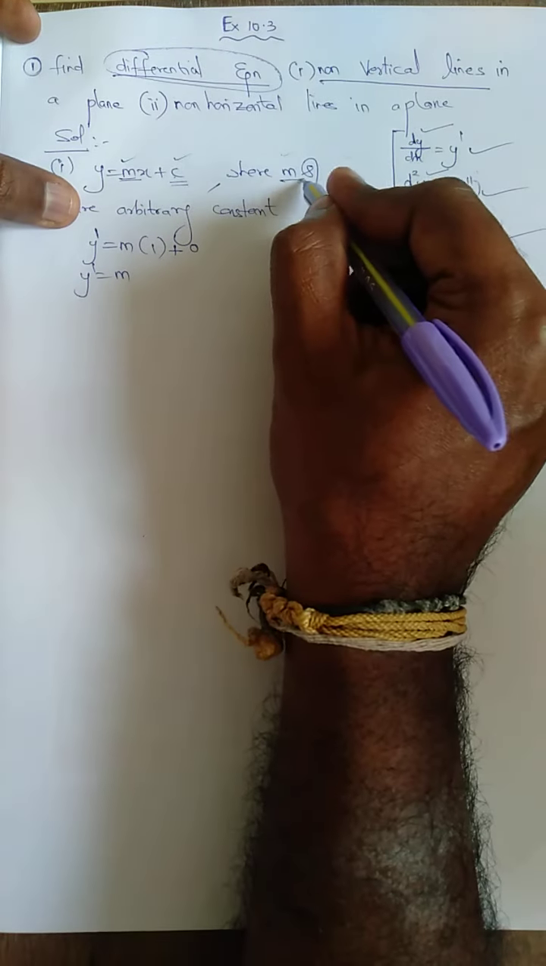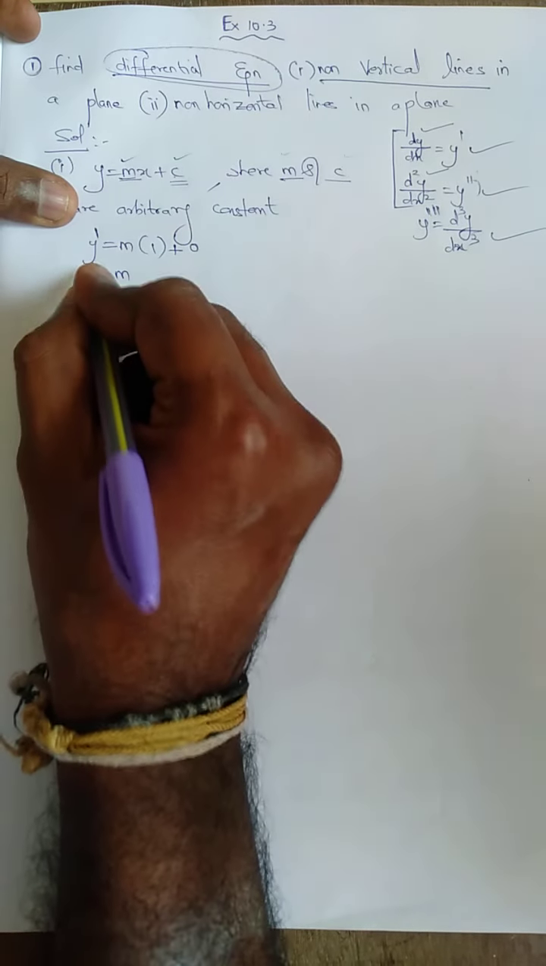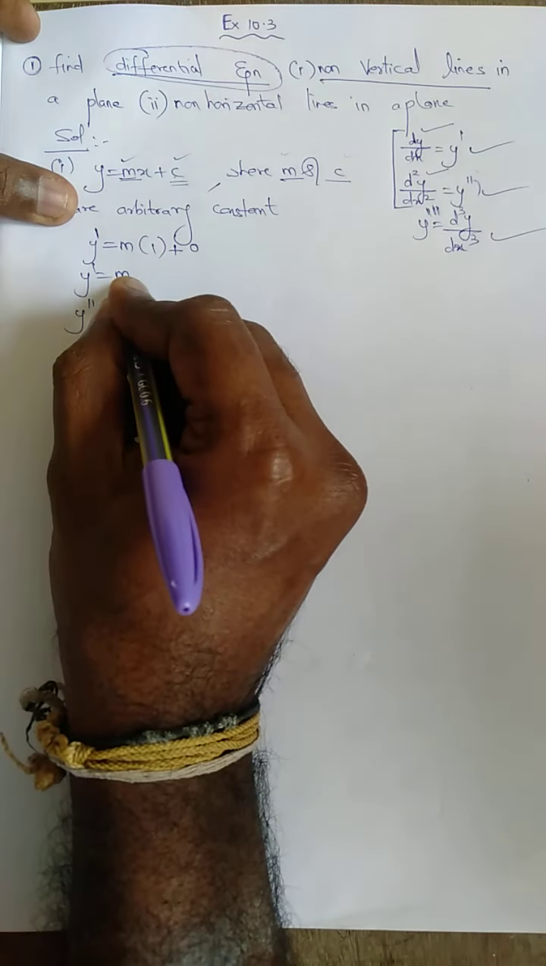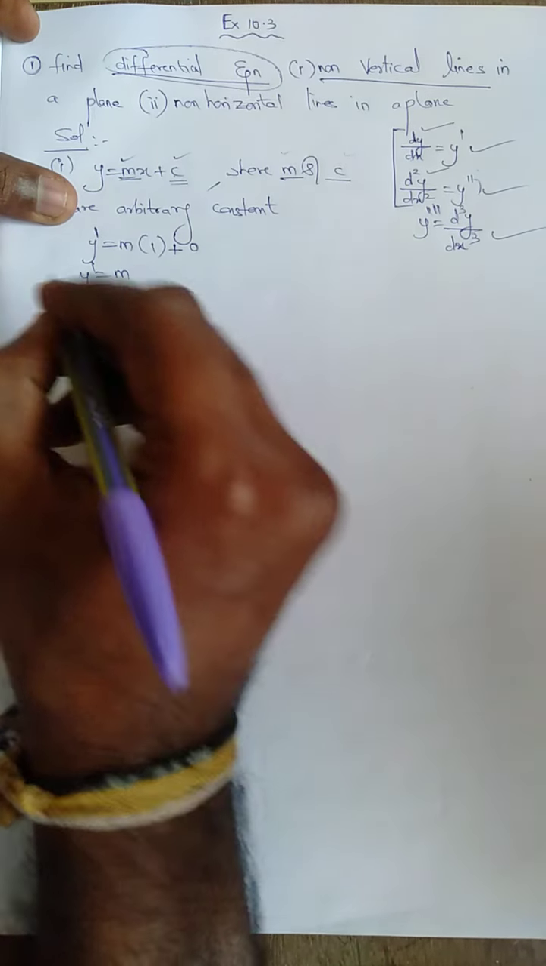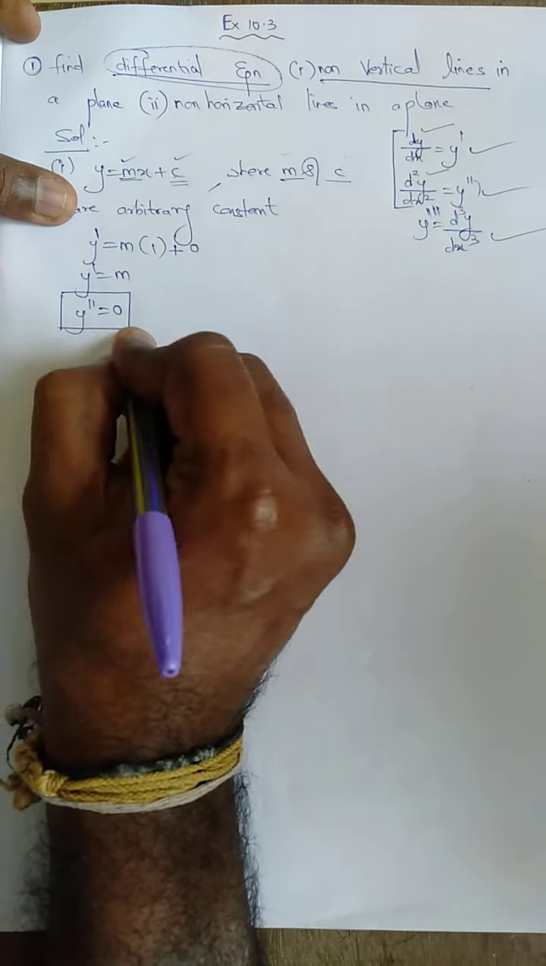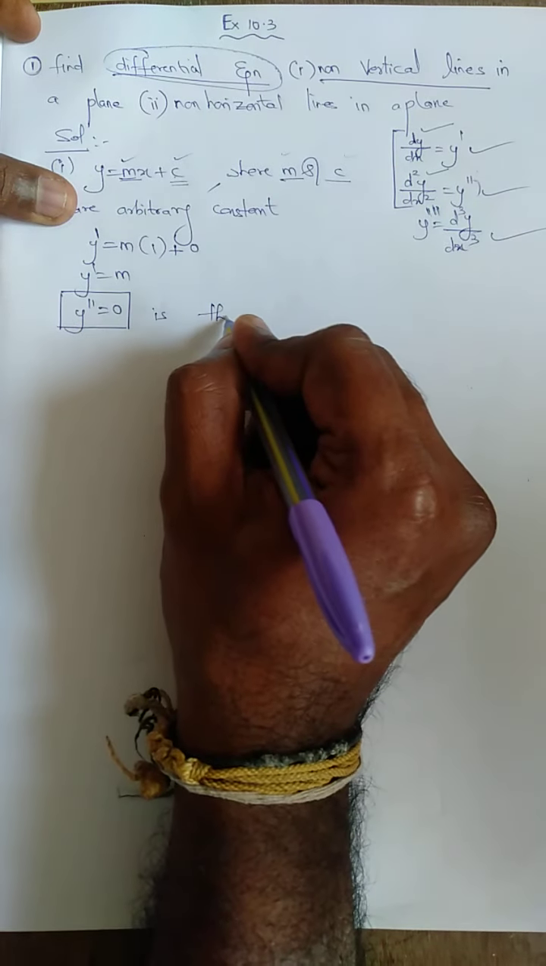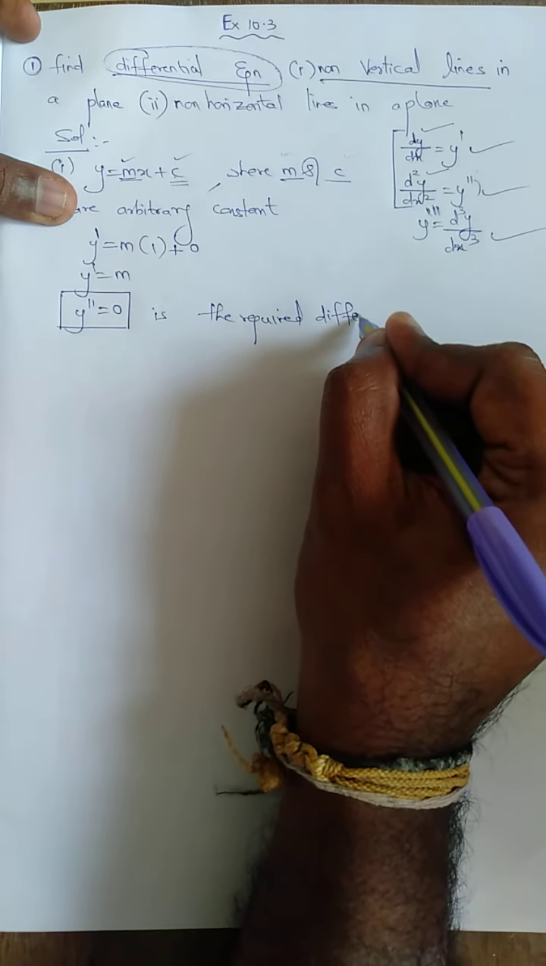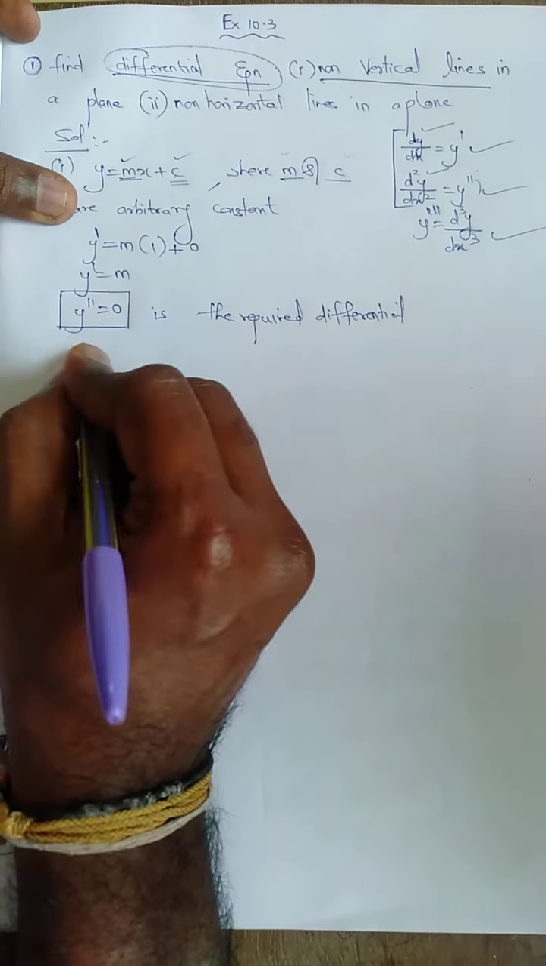Since two arbitrary constants are present, I need to differentiate once again. Differentiating y dash gives y double dash. And m is a constant, so differentiating m gives 0. So here we can stop. This is the required differential equation. That's all, the sum is over.